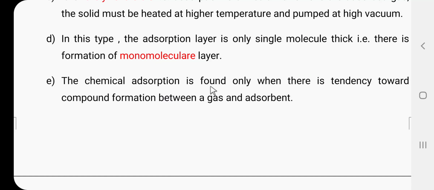Chemical adsorption is found only when there is a tendency toward compound formation between the gas and the adsorbent. That means there is a formation of a compound on the surface of the adsorbent, that is, chemical adsorption takes place if there is a tendency of formation of a compound between the adsorbate and the adsorbent.